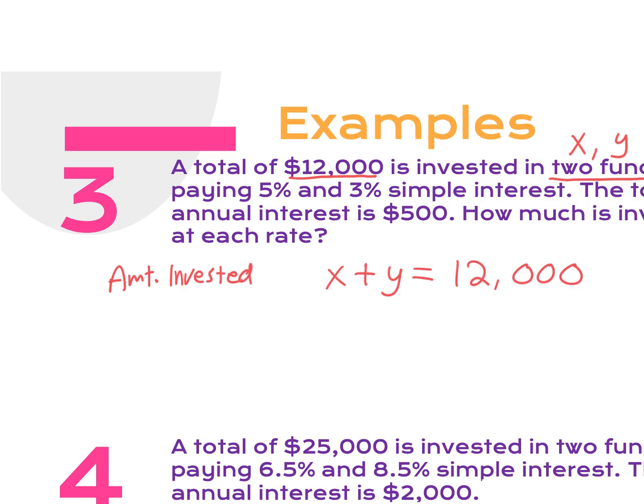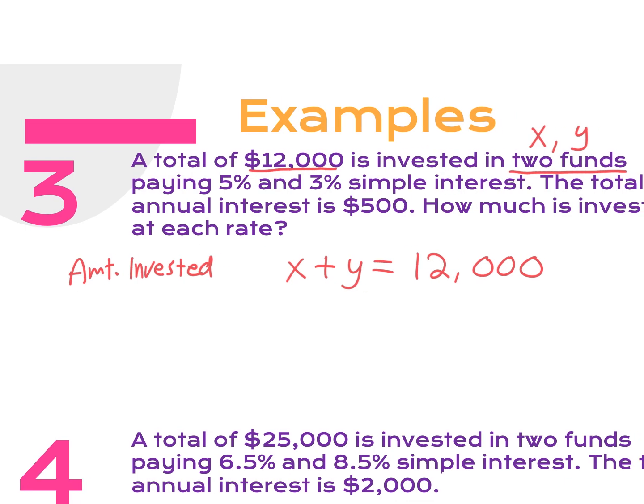So we already have one equation. All right, let's finish reading the problem. It says that these 2 funds pay 5% and 3% simple interest. The total annual interest is $500, right? So I know that means something is going to equal 500. All right, and what exactly equals 500 is the interest, right? The amount of interest that you get.